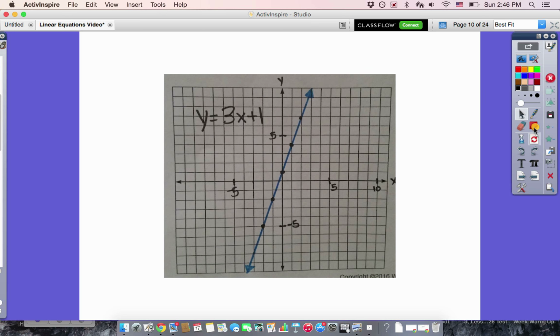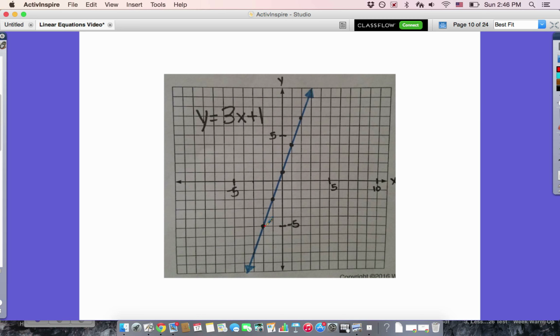Okay, so let's figure out the slope for this line. So for every 1 that x grows, how much does y grow? So it looks like y grows 3 for every 1.